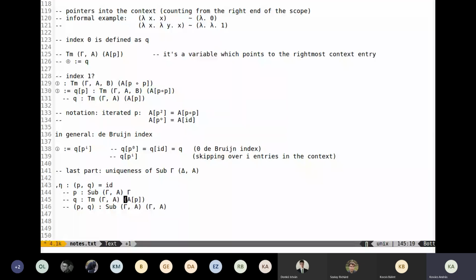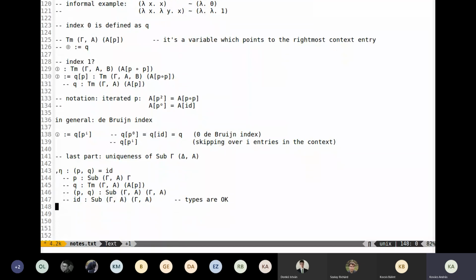Because Tm has type A if substituted with P, but here we are using P as the first component of an extended substitution. So this is well typed. So the left side of the equation is well typed, and the right side of the equation, of course, can be well typed because ID can have type gamma A, gamma A. So from this we see that the types are okay in the two sides of the equation. And now I'm saying that a P extended with a Q should be the identity substitution.